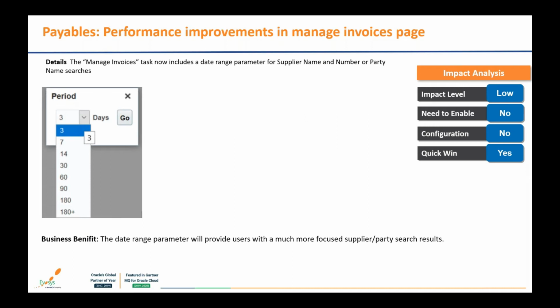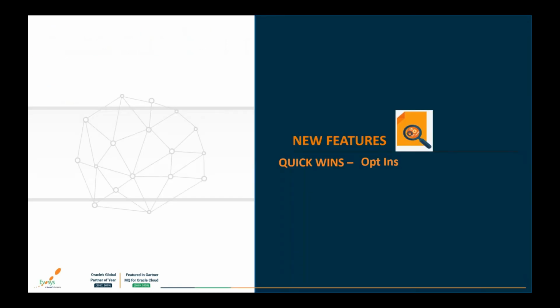So if I just want to make a quick search of all the invoices which have been updated in the system in the last 3 days, Oracle has now introduced just a drop down. I can just select 3 days and click on Go. The system will bring out the list of all invoices which have been updated in the last 3 days, not specific to any user. So again, a small feature, but it improves the efficiency and productivity of users if they are effectively using the manage invoices screen for searching invoices. So these were the features which were quick wins for organizations, which did not require any opt-ins or any configuration from the organization's point of view.